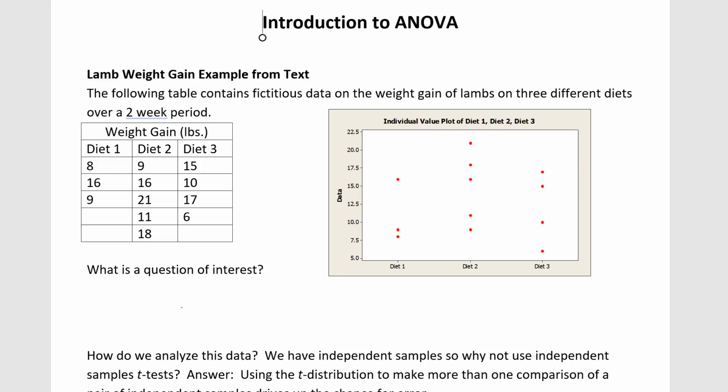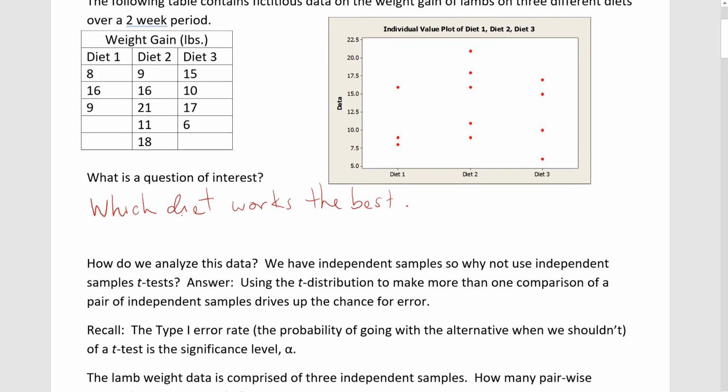Well, if I was looking at this data set, I would think that the farmer wants to know which diet works the best. So our research question would be, which diet works the best? So how do we analyze this data?